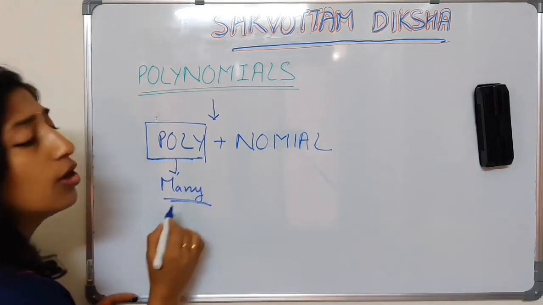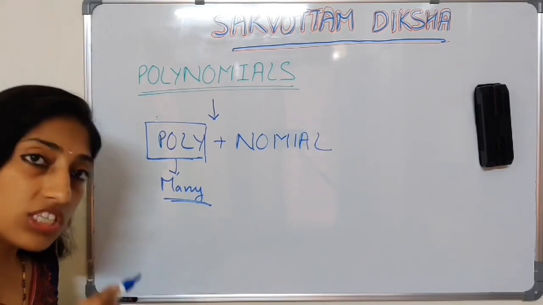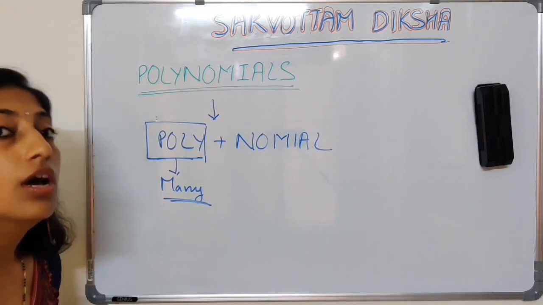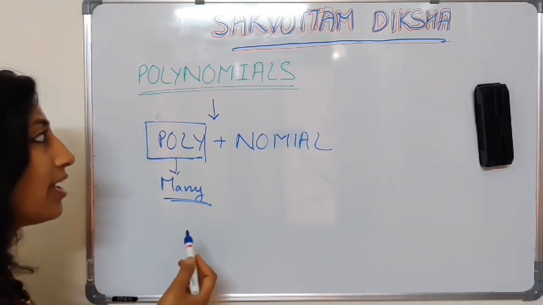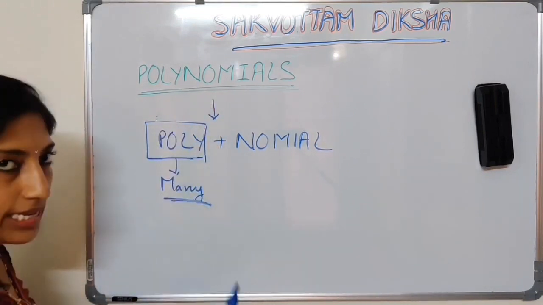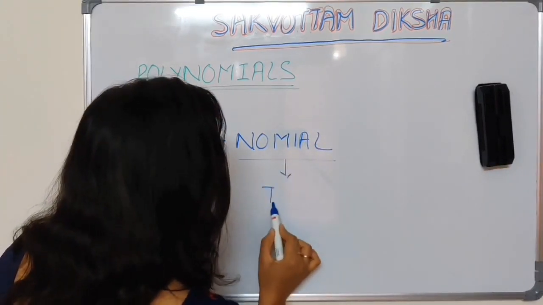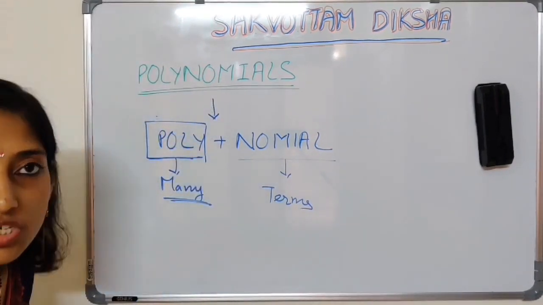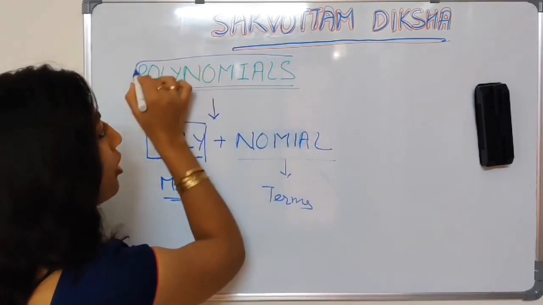If I am saying polygon, it means a closed figure with many sides. Polyhedron, a 3D shape with many faces. And here, polynomial means poly, as I said, many, and nomial means terms. So an expression with many terms is called a polynomial.